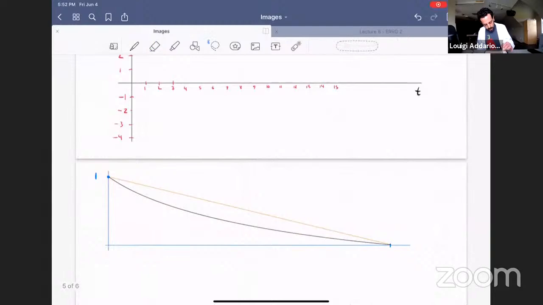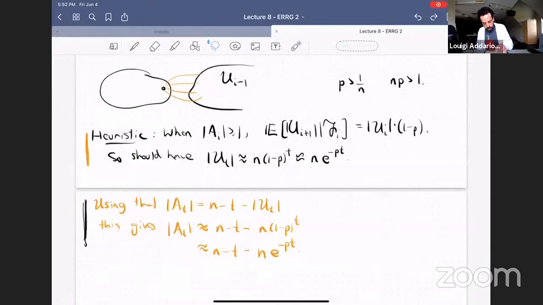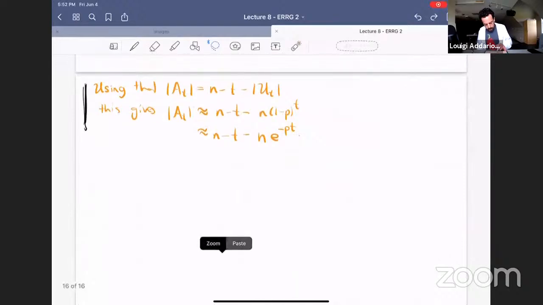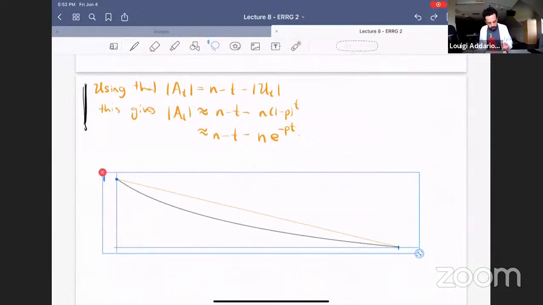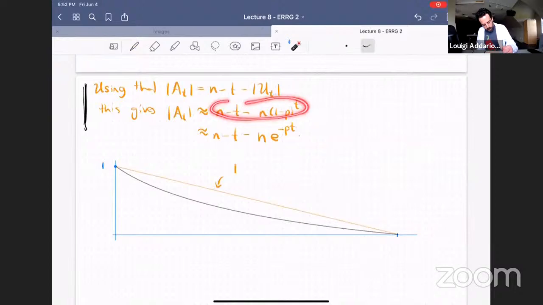That's maybe a little too vague, so let me give you a picture, and maybe that will help. Here is a heuristic plot. I'm going to divide this whole expression through by n. On the top I have the line 1 minus t over n.